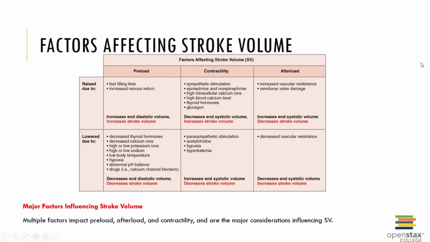So a good way to summarize this, I think, as you look through the chart, is when you have an increase in contractility, what that's going to yield is a lesser afterload and a greater overall stroke volume. If you have lesser contractility, that will usually produce a greater afterload and a lower stroke volume.